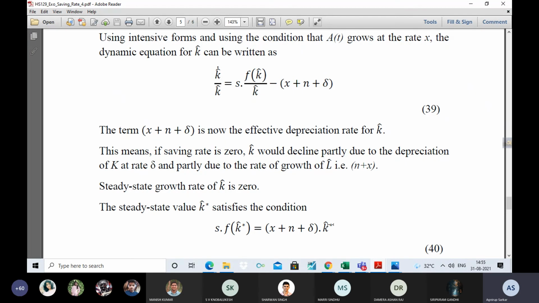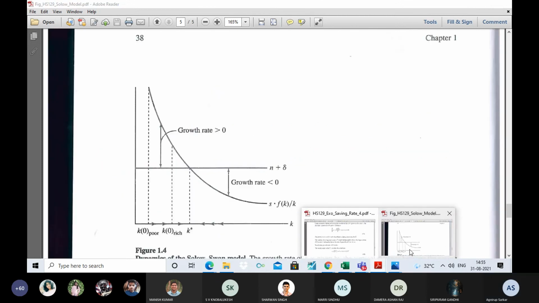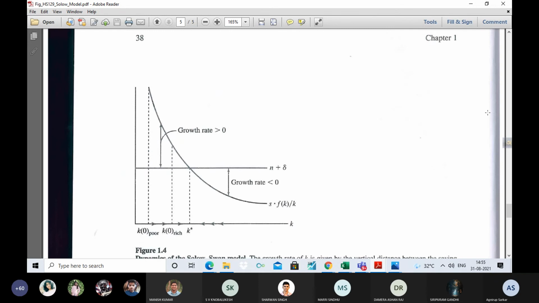Now the transitional dynamics of k hat are qualitatively similar to those of small k in the previous setup. In particular, we can construct a picture like this, in which the horizontal axis involves k hat, the downward sloping curve is now s f(k hat) by k hat, and the horizontal line is at the level x plus n plus delta rather than n plus delta. So this would be x plus n plus delta.